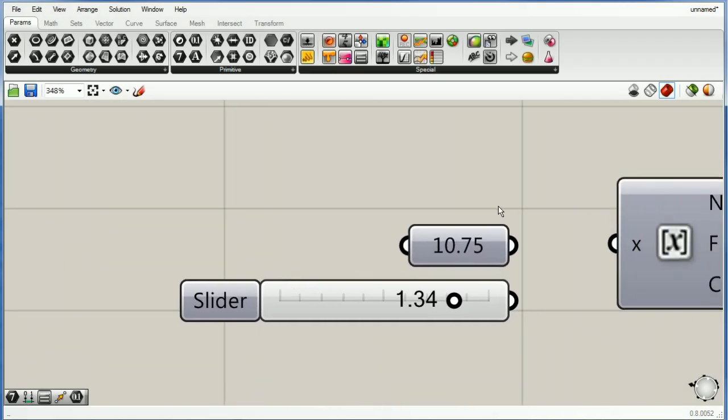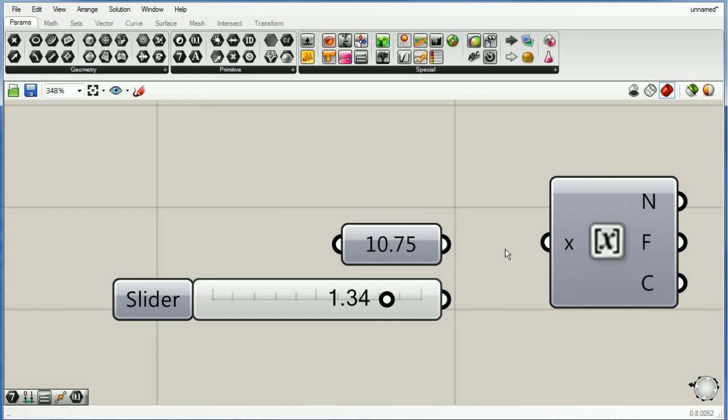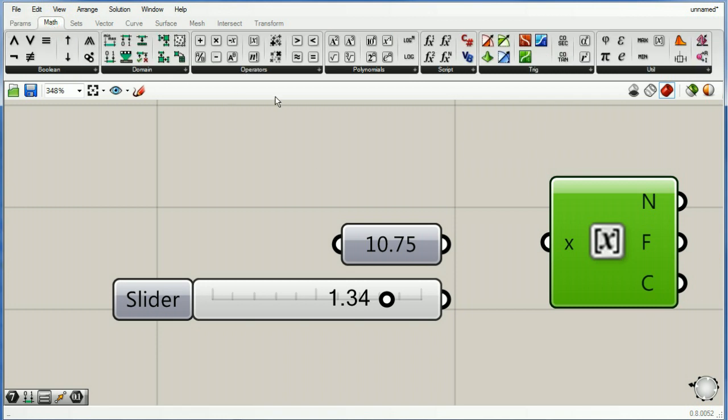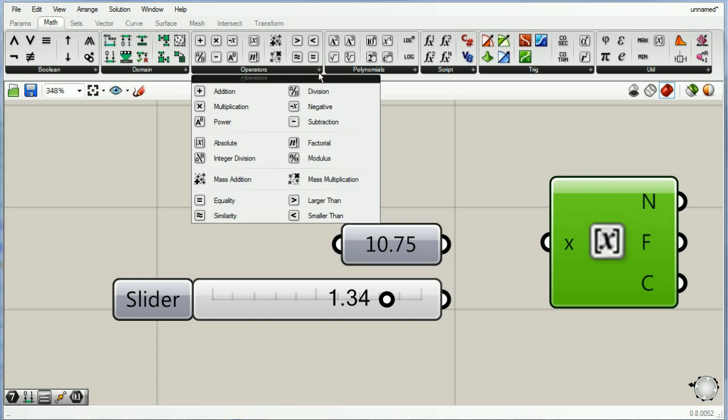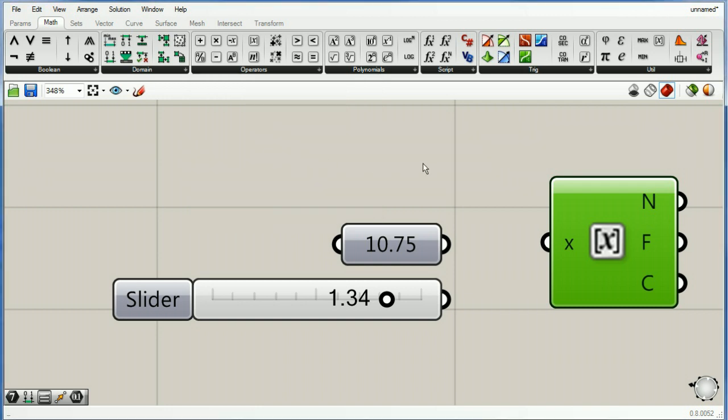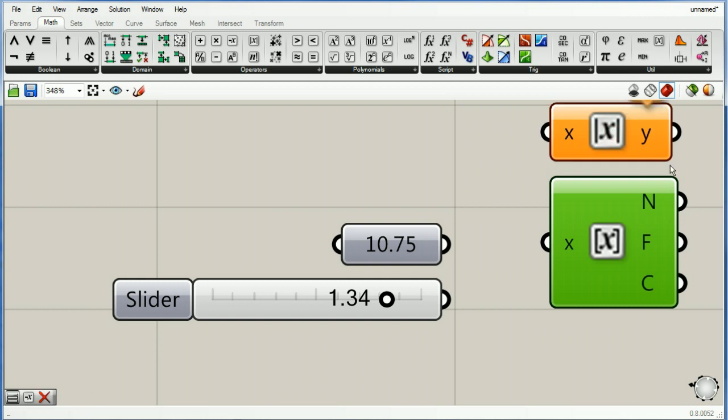So now I want to connect my number first to this math component that you can find right here, the absolute component. Drag and drop. Let's place it over here.